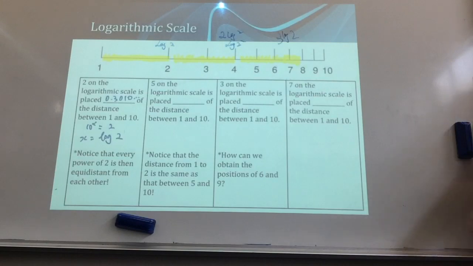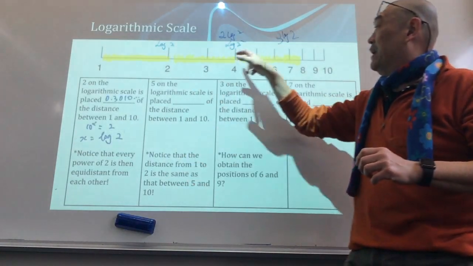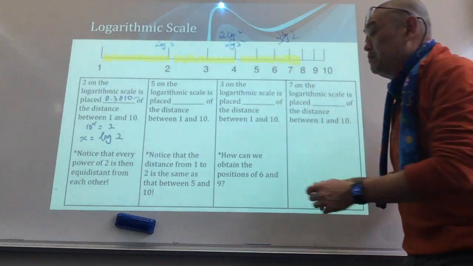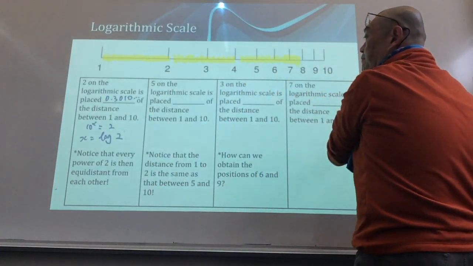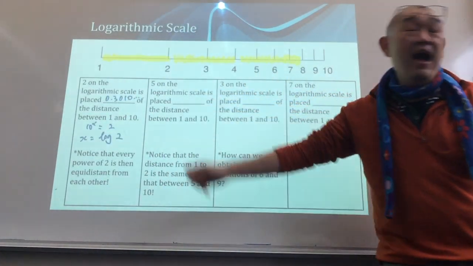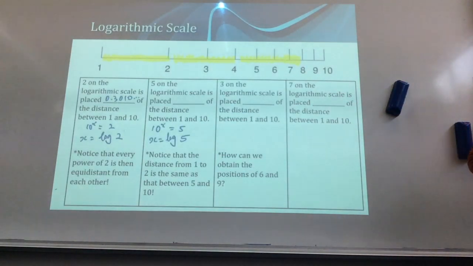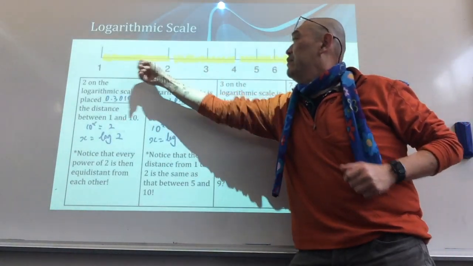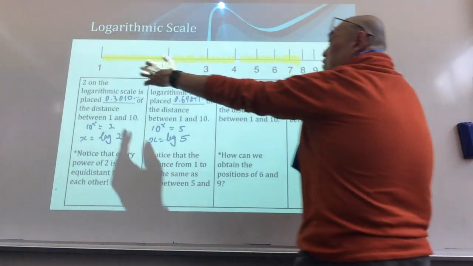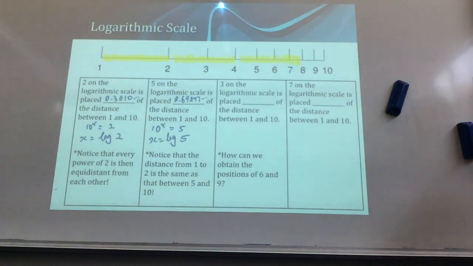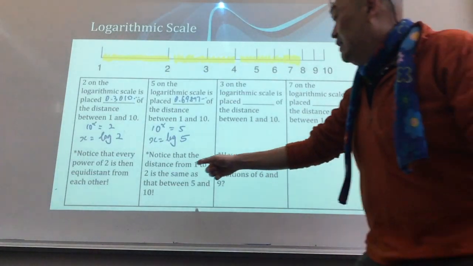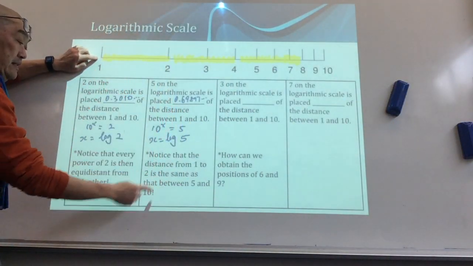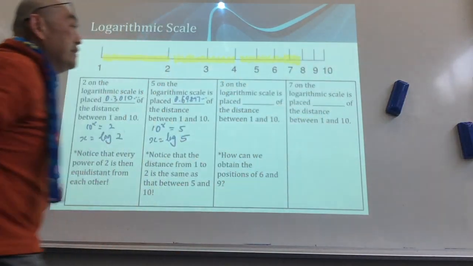So with that, can you tell me where 5 would be? Where would 5 be? Log 5. Place log 5. If you work it out, that will be about 0.69. So it's not right in the middle, it's 0.69. Think about this whole thing as 1, so that's the proportion. All right? So now the distance from 1 to 2 is actually the same as the distance from 5 to 10. All right?